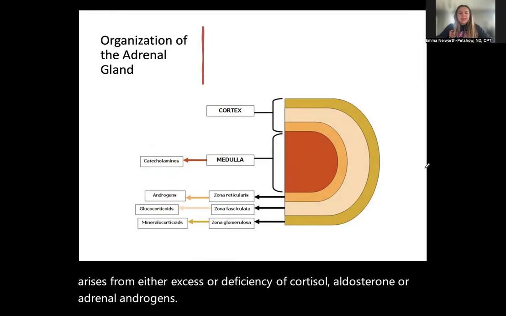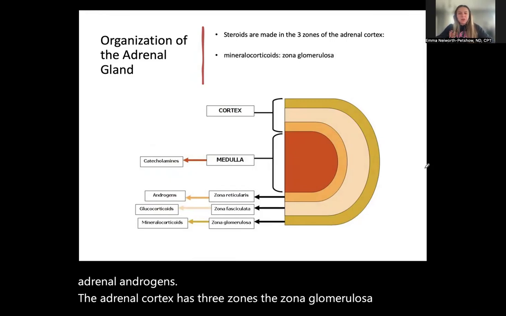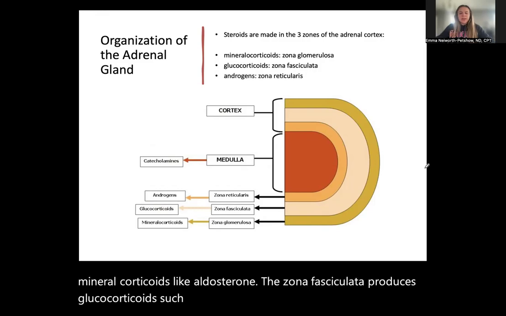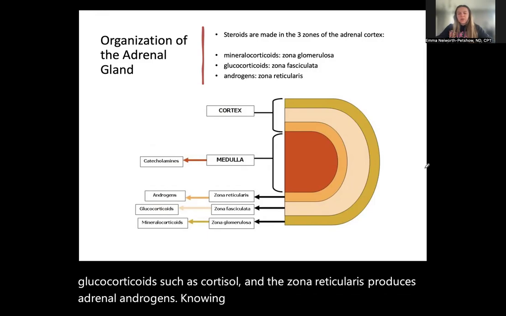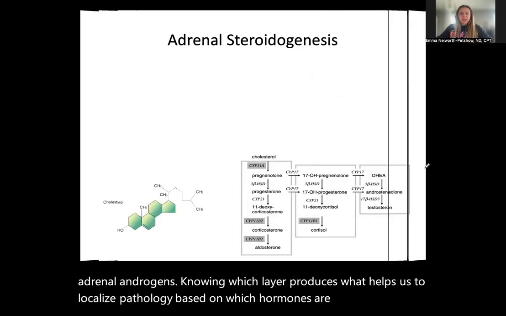The adrenal cortex has three zones. The zona glomerulosa makes mineralocorticoids like aldosterone. The zona fasciculata produces glucocorticoids such as cortisol, and the zona reticularis produces adrenal androgens. Knowing which layer produces what helps us to localize pathology based on which hormones are either elevated or deficient.